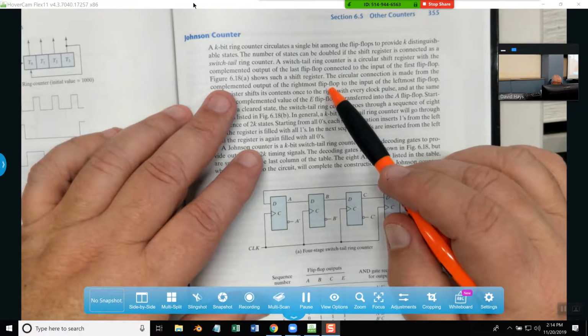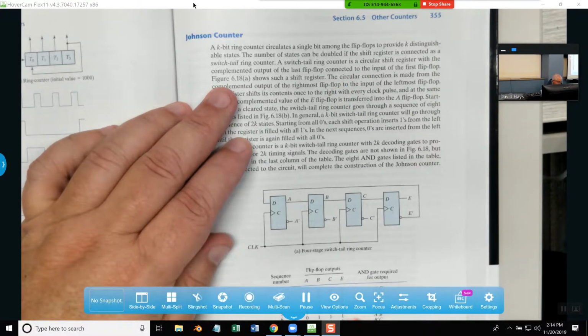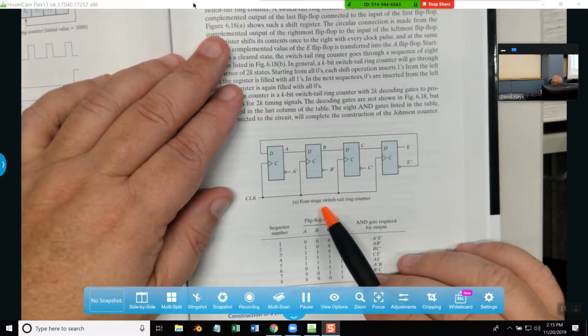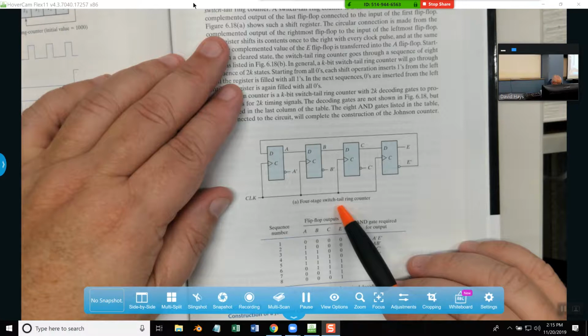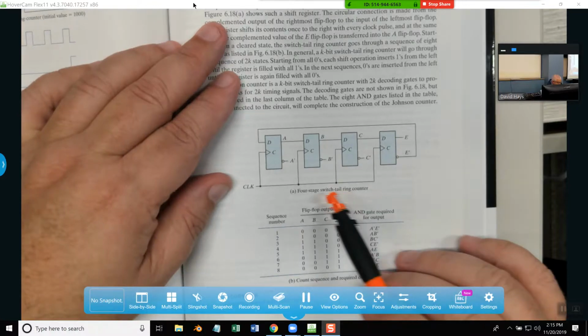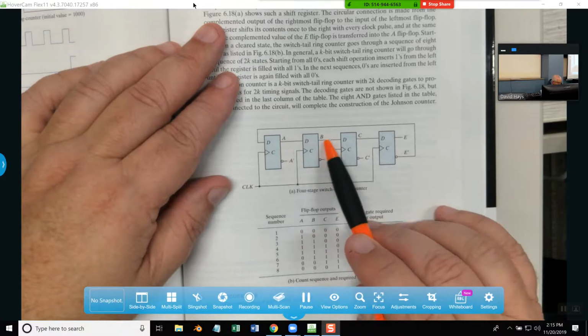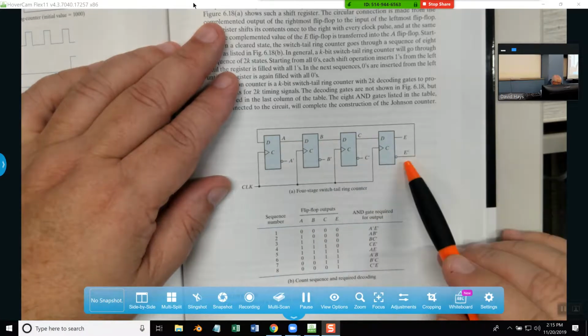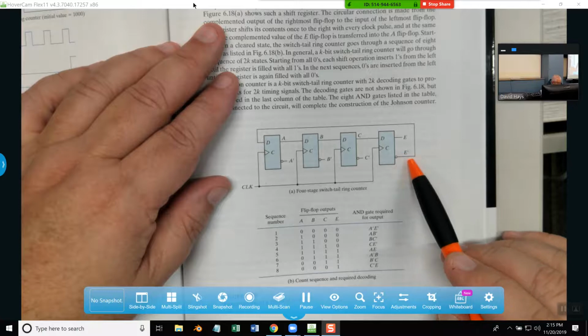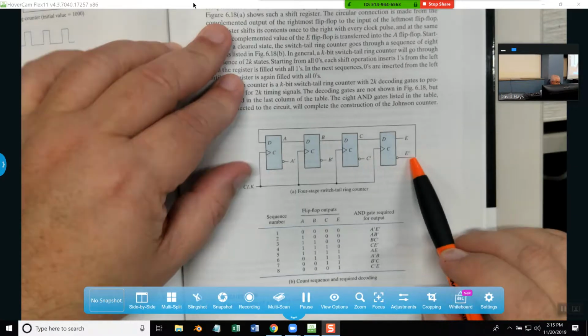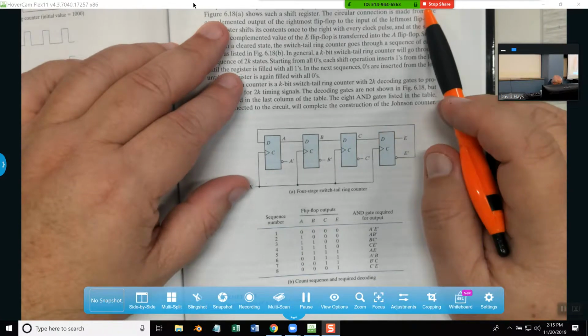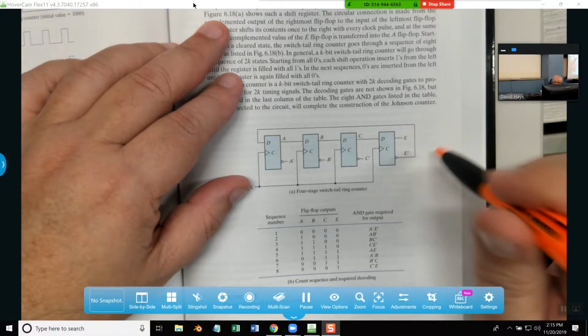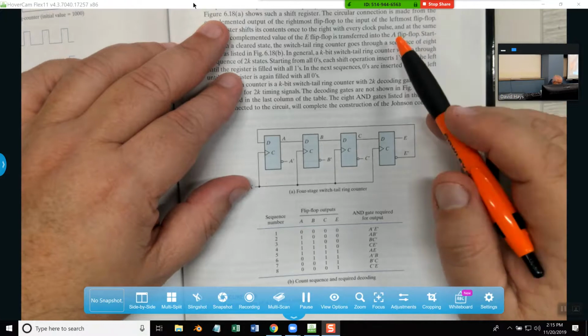So you've got all these coming out here. A is going in there, B is going in there, C is going in there. A switch-tail ring counter is a circular shift register with the complemented output of the last flip-flop. Okay, I was wondering why these weren't complemented. So the last one is the one that's complemented, and it's sent back into our first one.